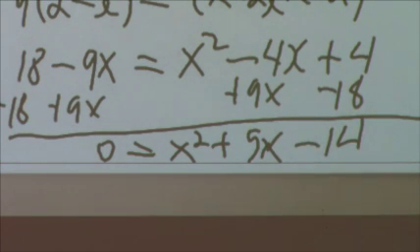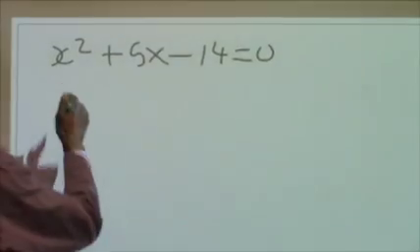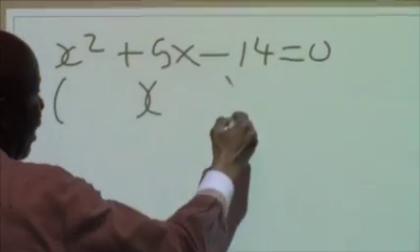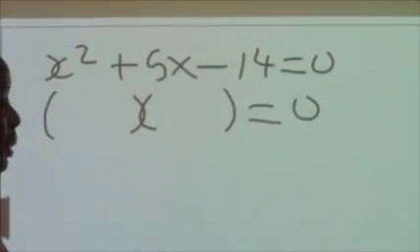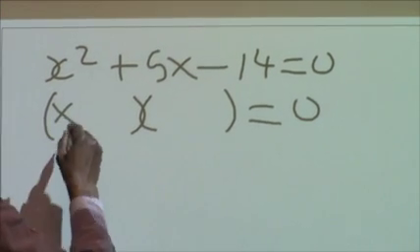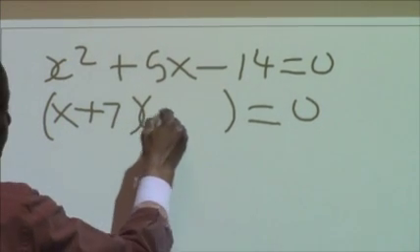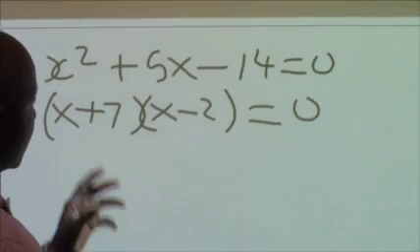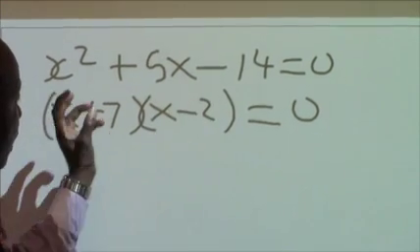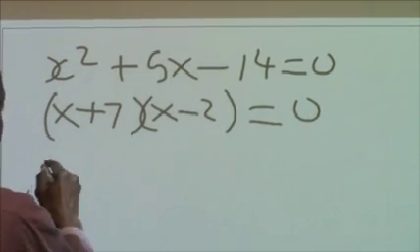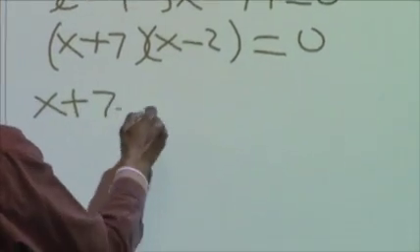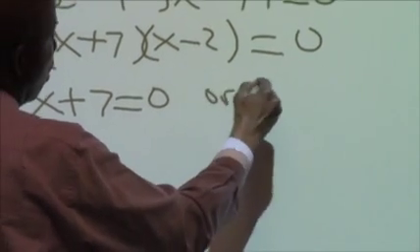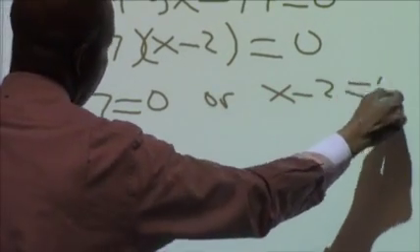So then I have to solve this. I could use the quadratic formula, but I can better still solve it by factoring and using the zero product property. So my factors here are going to be x plus 7 and x minus 2, because 7 times negative 2 is negative 14, and 7 plus negative 2 is 5. So then I have to solve x plus 7 equals 0, or x minus 2 equals 0.